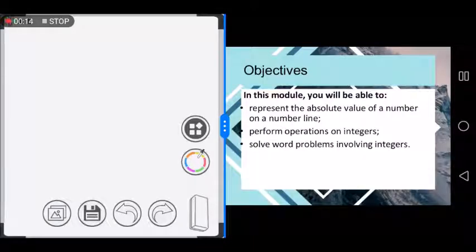For this lesson, you will be able to first represent the absolute value of a number on a number line. Second is to perform operations on integers. And the last one will be to solve word problems involving integers.